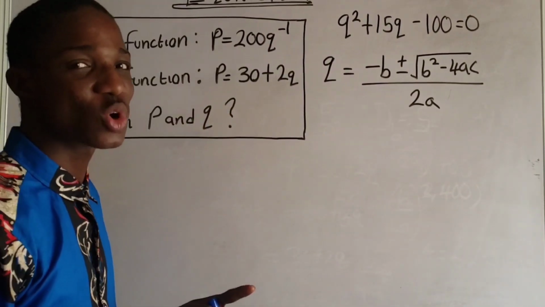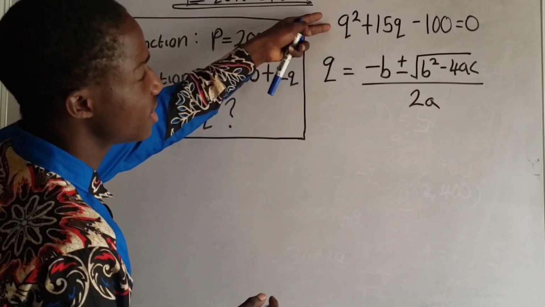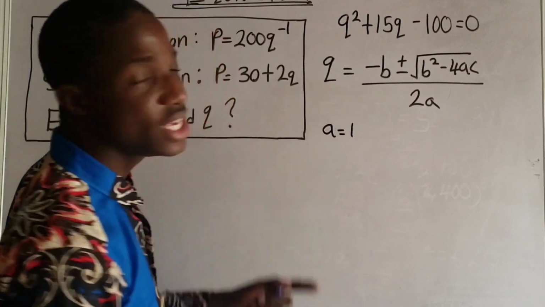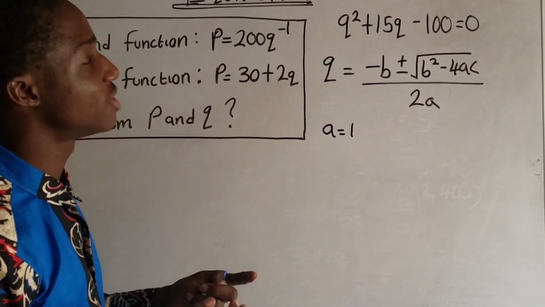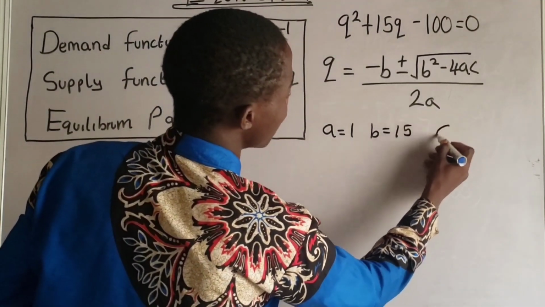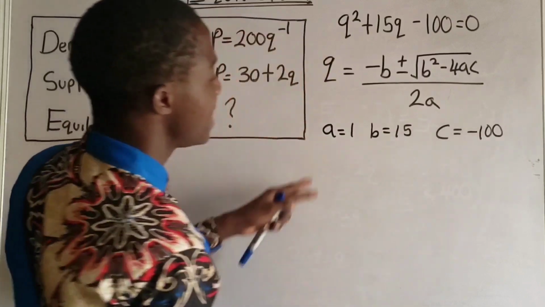A is the coefficient of Q squared. If you look at the coefficient of Q squared in this equation, it is 1. So A is equal to 1. And B is the coefficient of Q, that is 15. So B is 15. And C is the constant term. The constant term is minus 100. So we have identified A, B, and C.